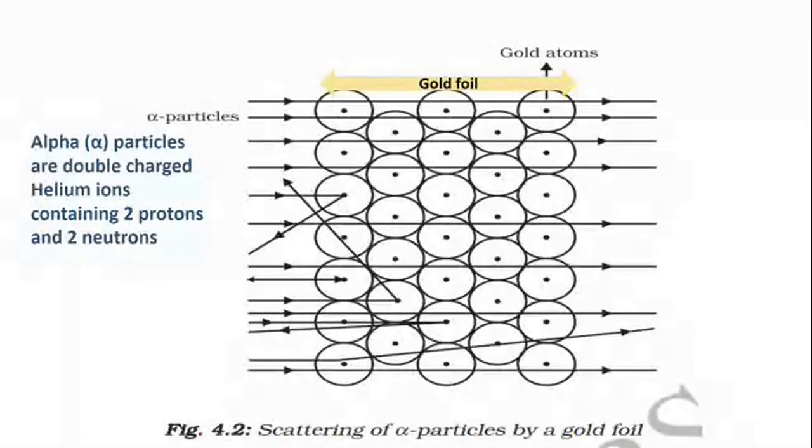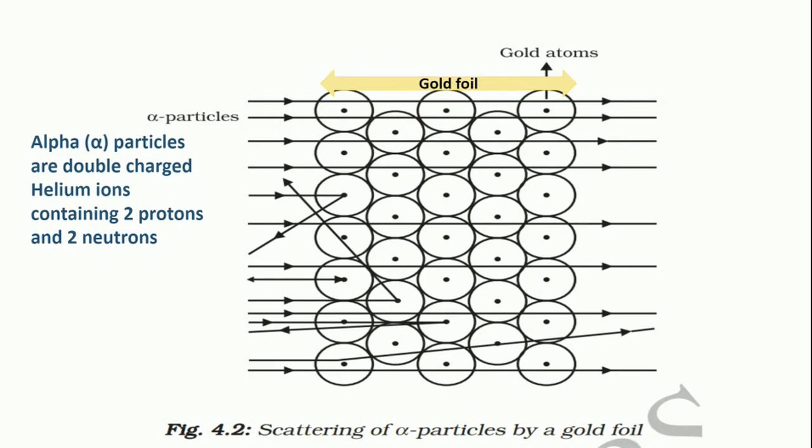So this we discussed in previous classes. Alpha particles are positively charged particles, made to fall on a thin gold foil. They are double charged helium ions containing 2 protons and 2 neutrons. So they don't have electrons. When they have only protons and neutrons, they will have a positive charge.